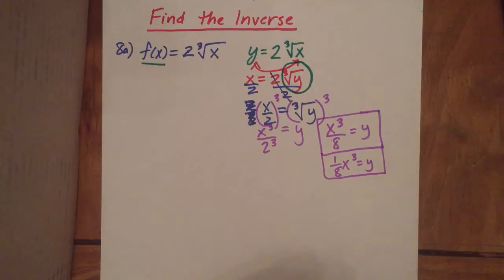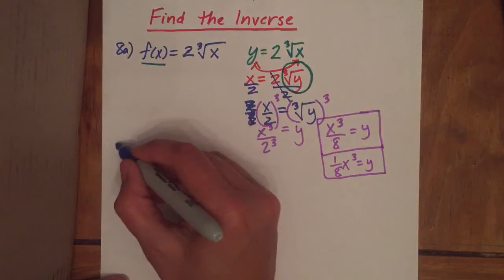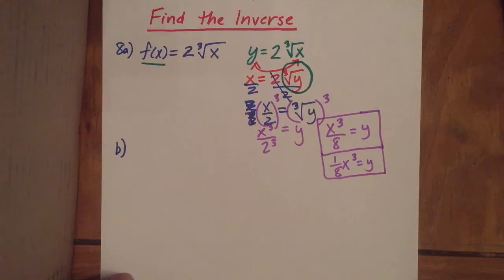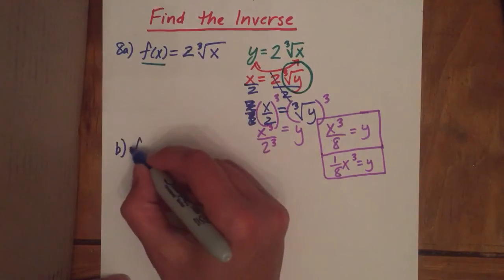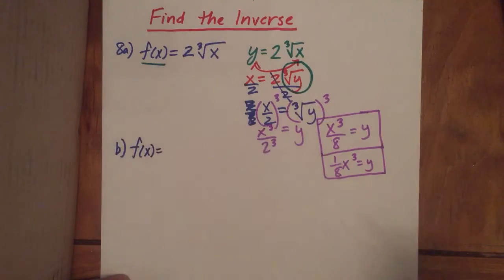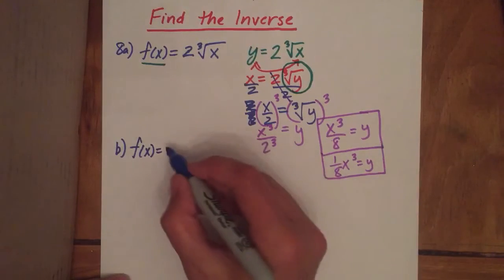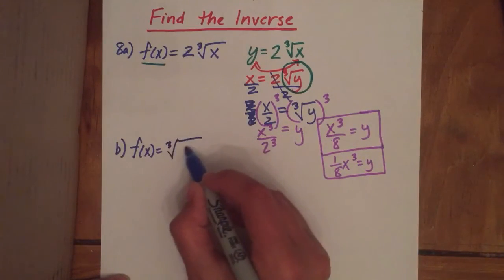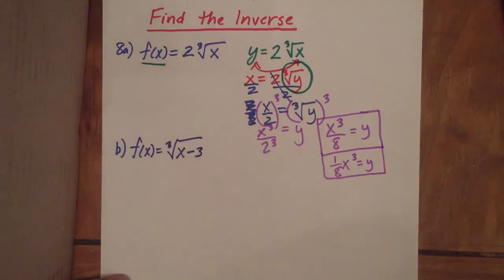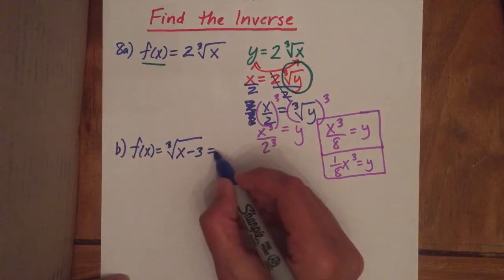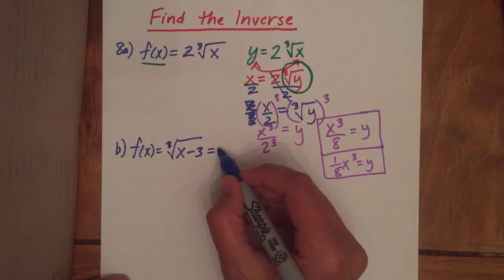So let's go ahead and look at 8b. I'll go ahead and start it here. In 8b, f of x equals the cube root of x minus 3 equals 1.